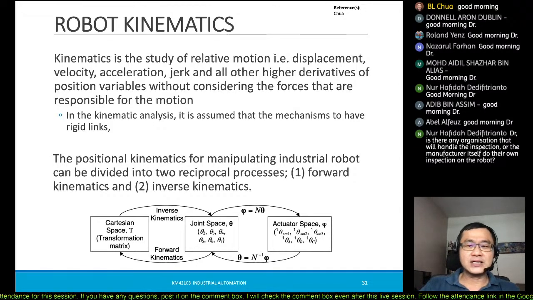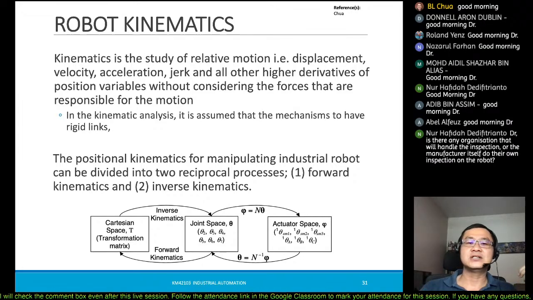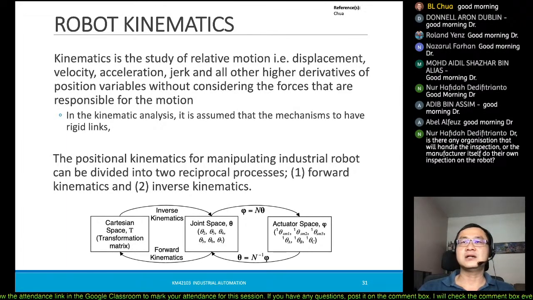Then comes the last section, about robot kinematics. Just a brief idea of robot kinematics for industrial robots. This kinematics is what you have learned in mechanics.